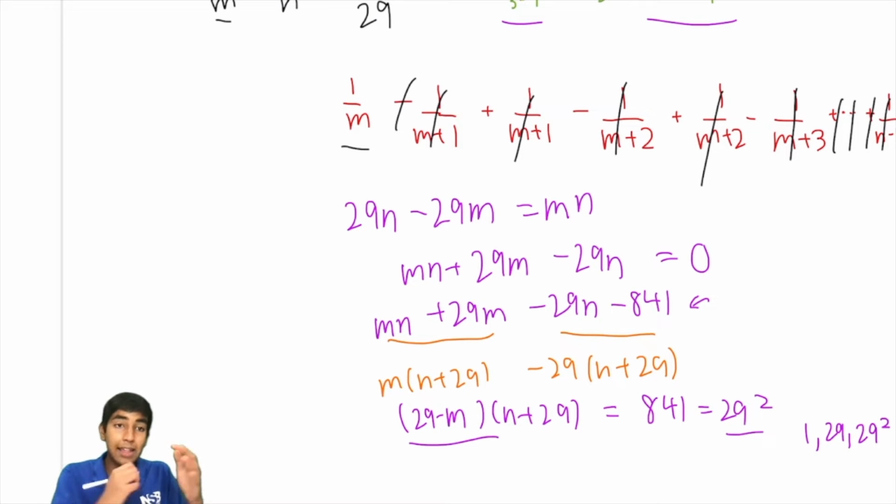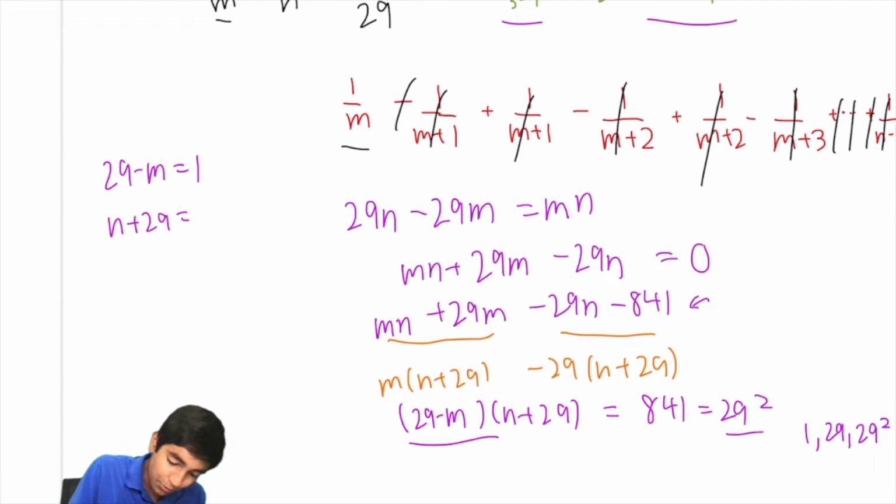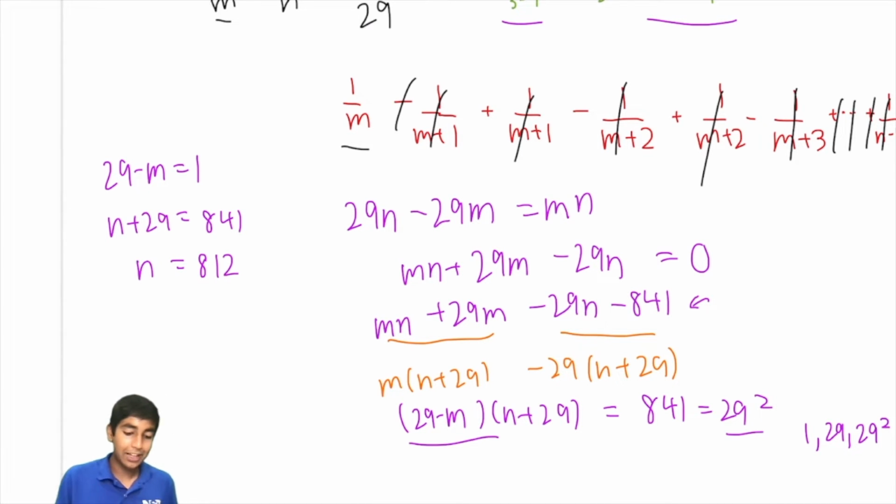29 minus m is less than 29. Guess what's the only factor less than 29? 1. So 29 minus m is 1. So n plus 29 equals 841. So n is equal to 812, because 841 minus 30 plus 1. And m is equal to 28.